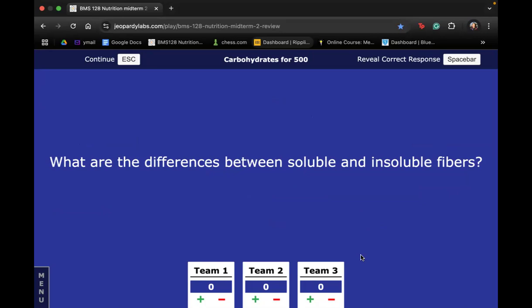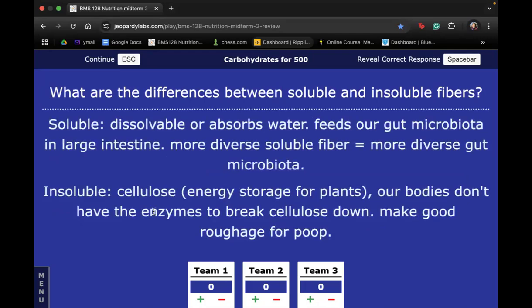Soluble, I know, dissolves in water and insoluble doesn't. Yes, and they're both super important. When it dissolves in water, it feeds our gut microbiota in the large intestines. And there are so many studies right now conducted on our gut, which is really fun. But one of the top conclusions is that the more diverse soluble fibers you consume, it creates a more diverse gut microbiota, which actually improves your immune system.